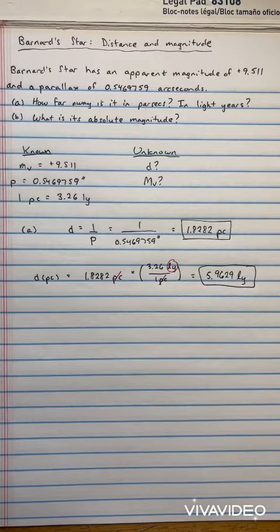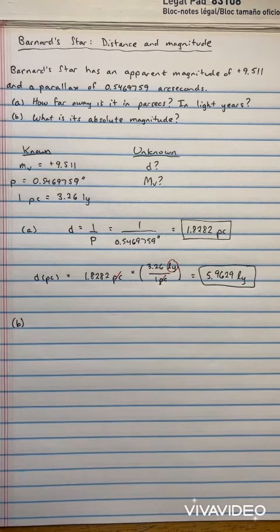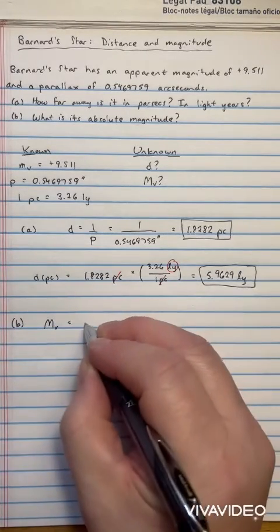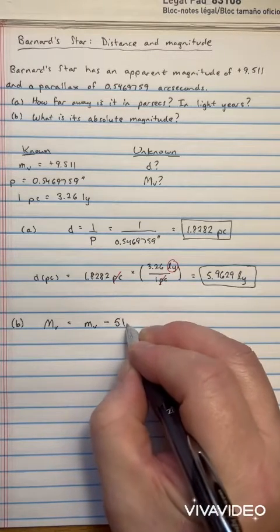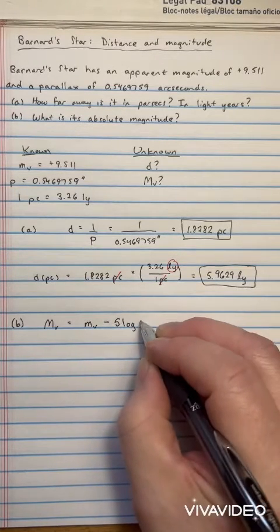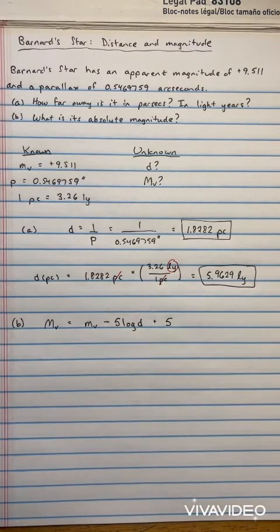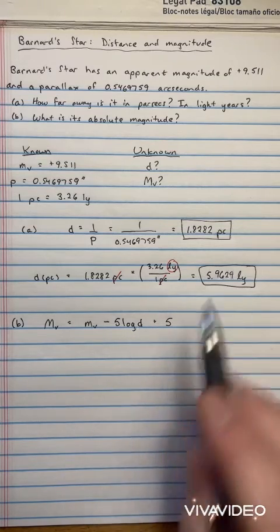Okay. What about the absolute magnitude? Well, there's a couple of different ways to go about this again, but I'm going to use a formula straight up that we can use. That's absolute magnitude is equal to apparent magnitude minus 5 times the log of the distance plus 5, like that. So I simply put in the log of the distance here. Let me show you what that means.